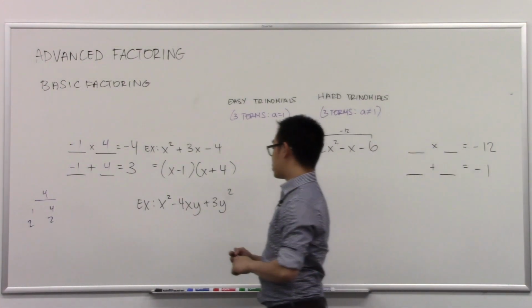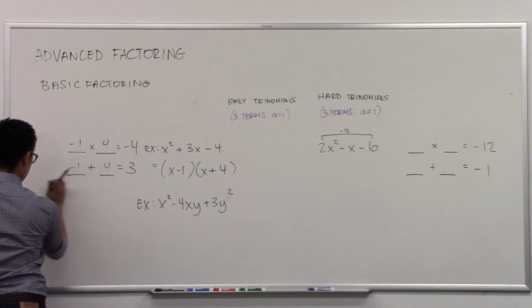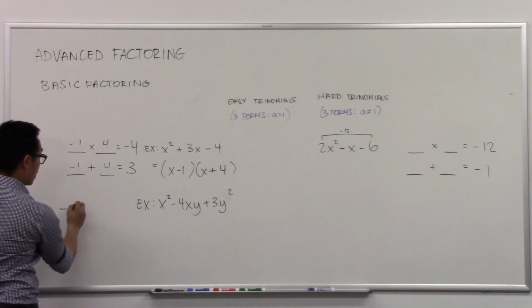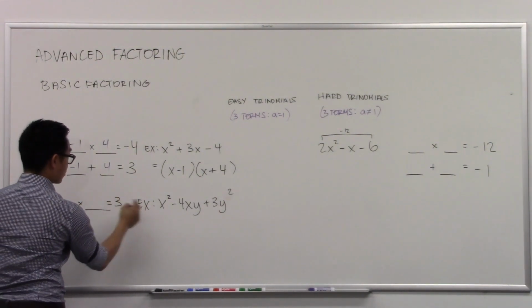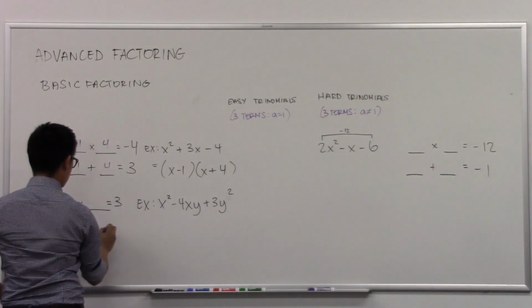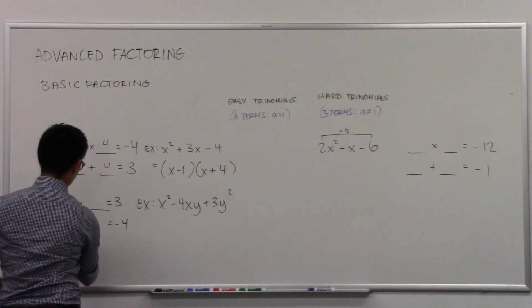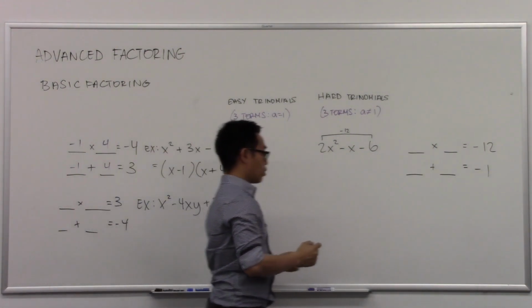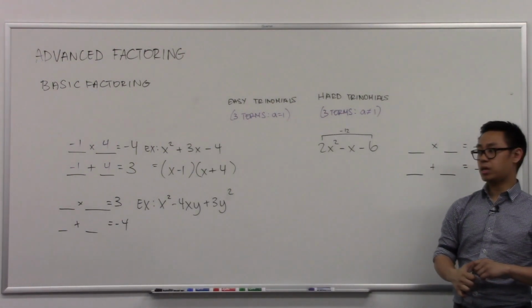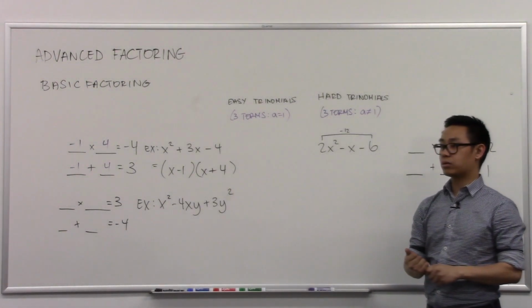You still have to find 2 numbers that, in this case, multiply to make the last coefficient, 3, and add to the middle coefficient, -4. So we got the reverse of this. What 2 numbers multiply to make 3 and add to make -4?